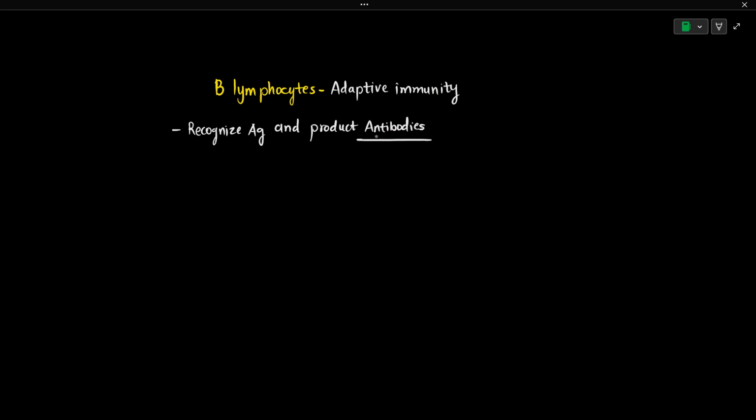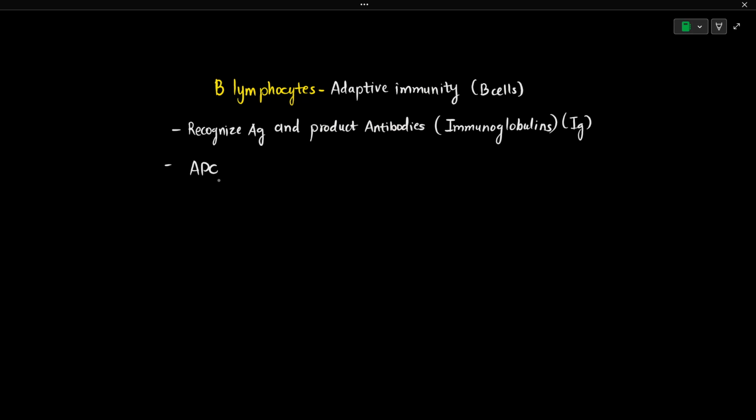The antibodies produced by the B lymphocytes, or B cells, are part of humoral adaptive immunity. These antibodies are actually immunoglobulins, and those immunoglobulins are highly glycosylated molecules, so they are actually glycoproteins. I will be writing immunoglobulins as Igs. These antibodies are produced by the B cells, specifically the plasma cells.